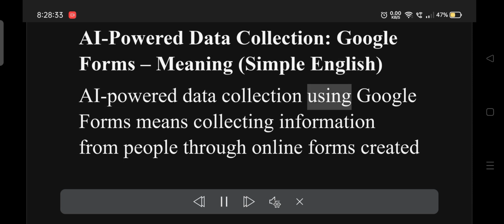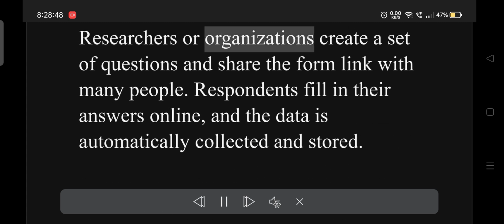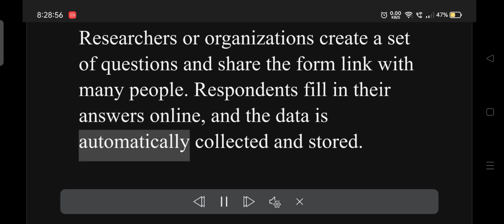AI-powered data collection, Google Forms, meaning, simple English. AI-powered data collection using Google Forms means collecting information from people through online forms. Google Forms can also use basic AI features to organize and analyze responses. Researchers or organizations create a set of questions and share the form link with many people. Respondents fill in their answers online, and the data is automatically collected and stored.